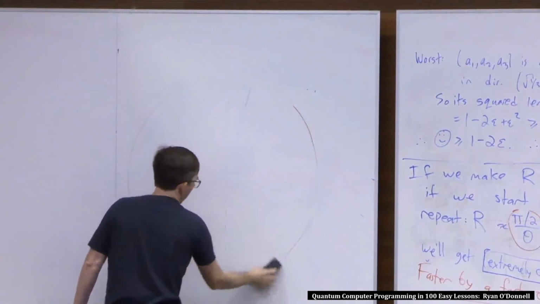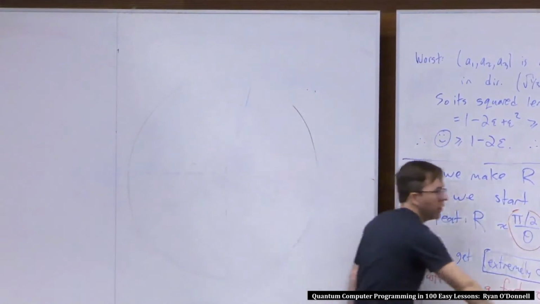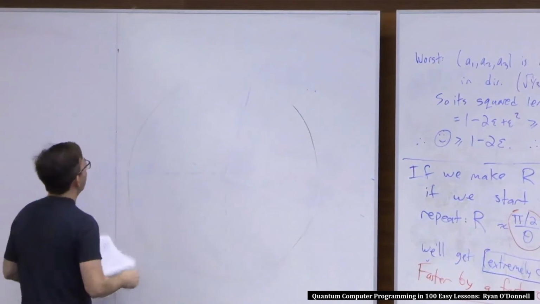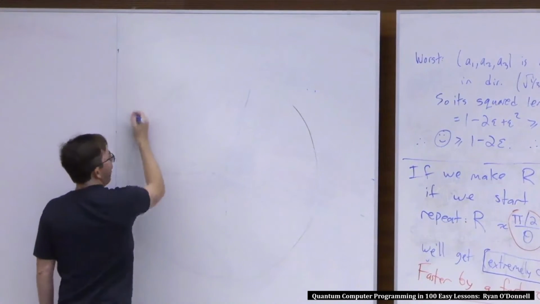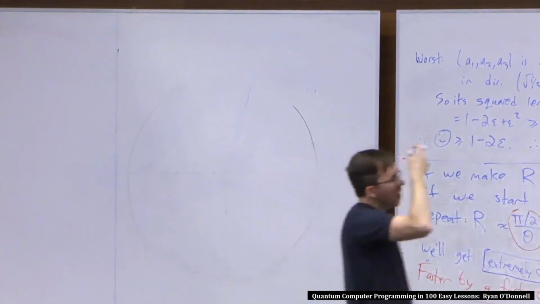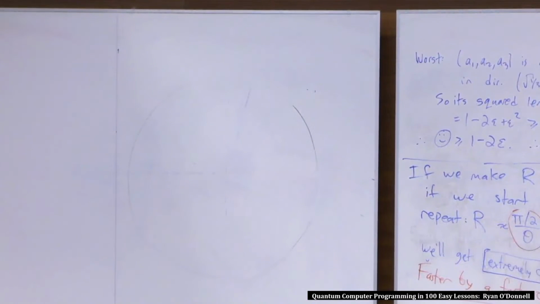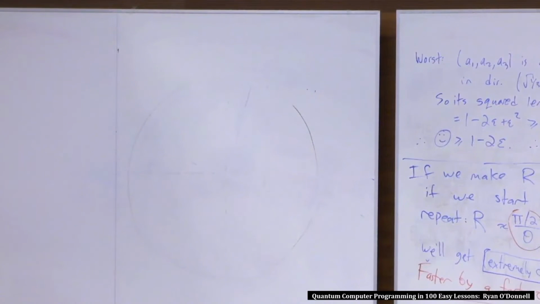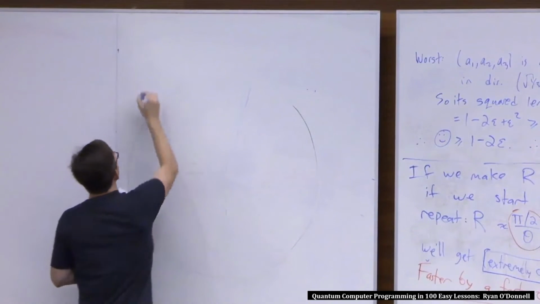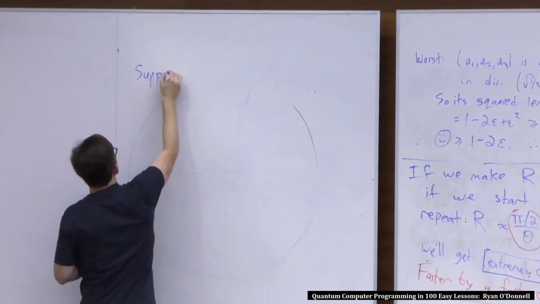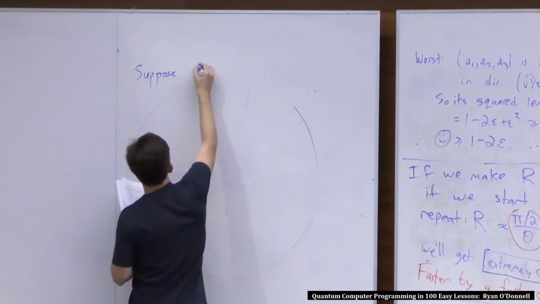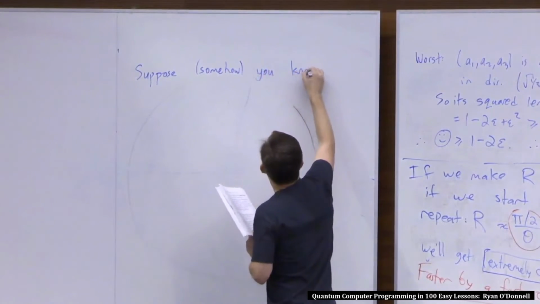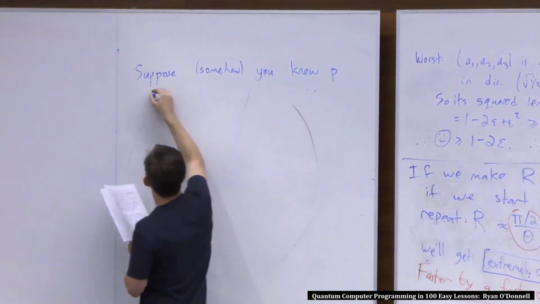But let's do a few things in the direction of fixing this now. So what I want to show is that you're in good shape. In order to be in good shape, you don't have to exactly know p. If you knew p to within like 1%, that would be pretty much good enough. So this is still unrealistic, but slightly less unrealistic. Suppose somehow you knew p to within 1%.